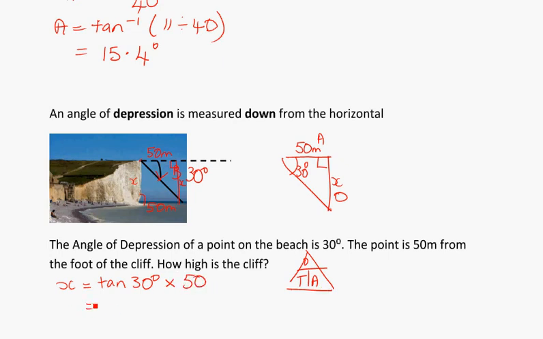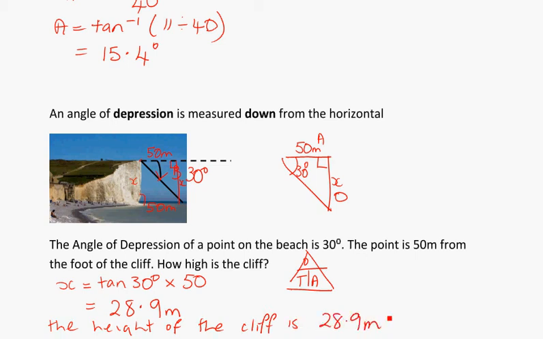Now you go to your calculator and work that out, and you should get 28.9 metres. And so you could write a sentence at the end: the height of the cliff is 28.9 metres.